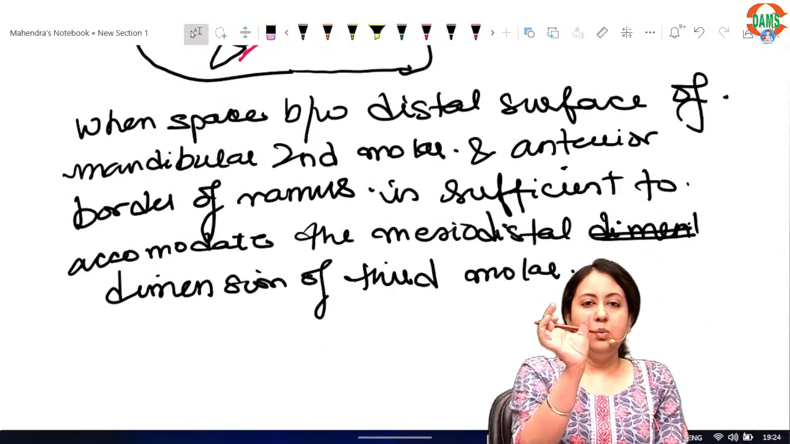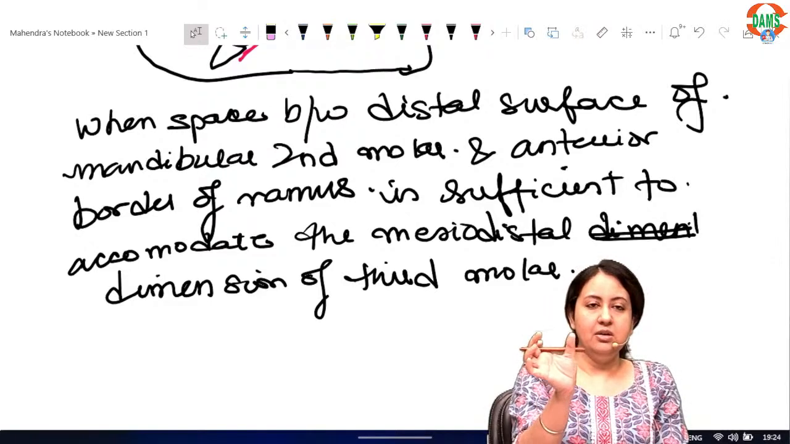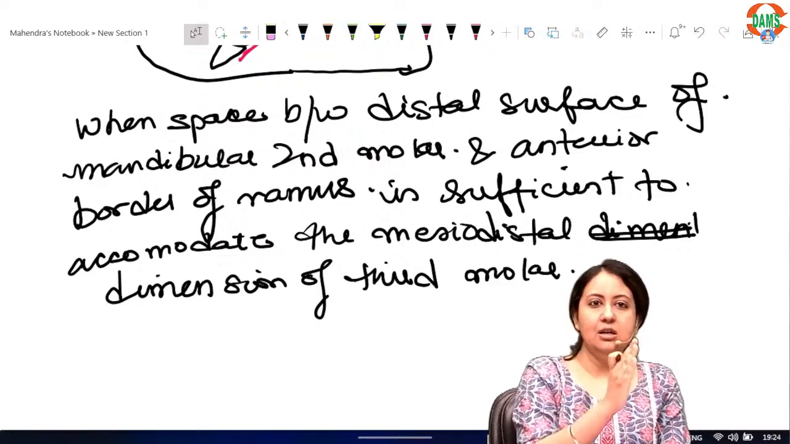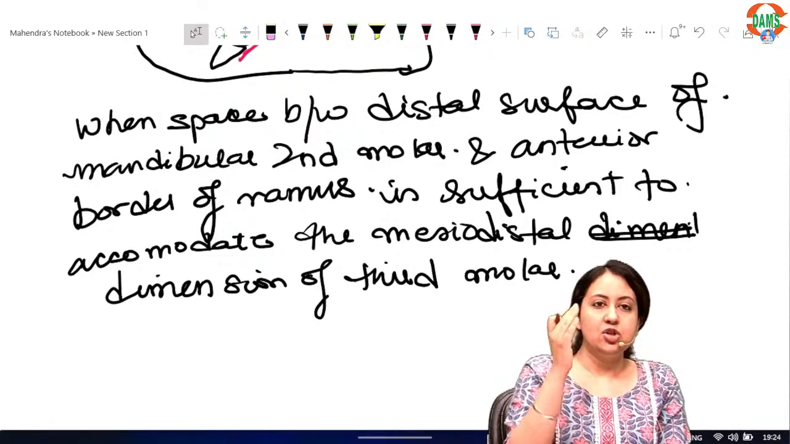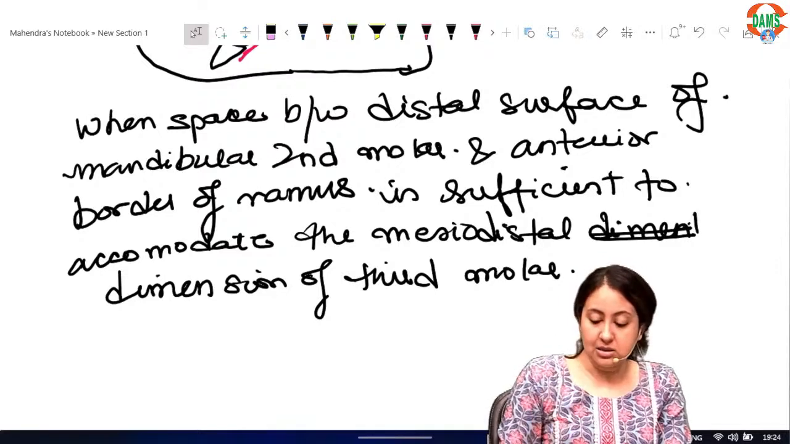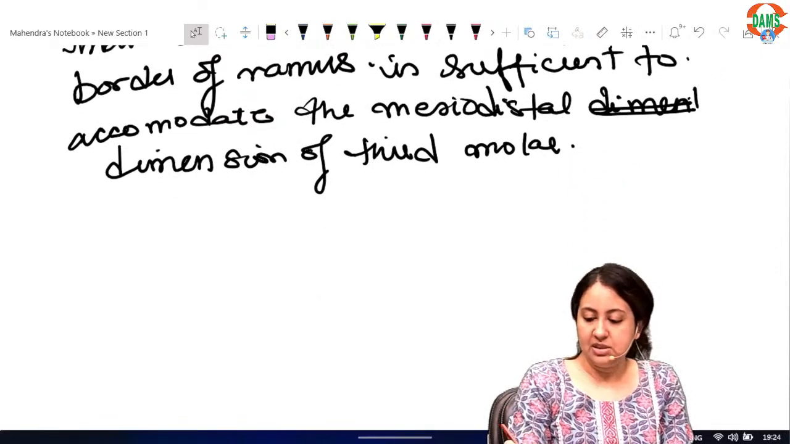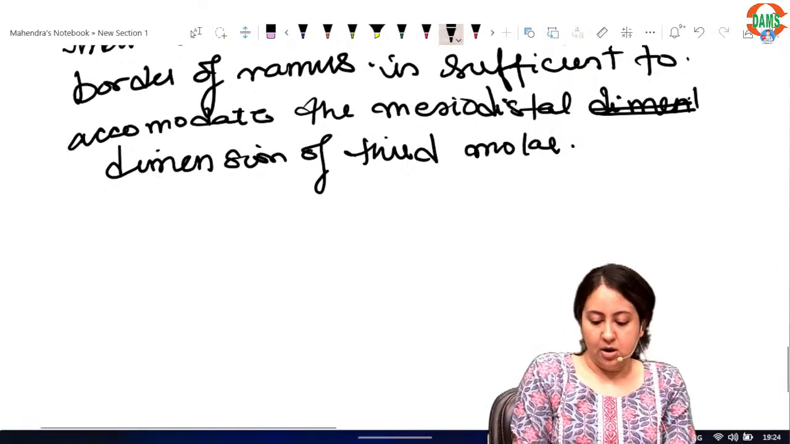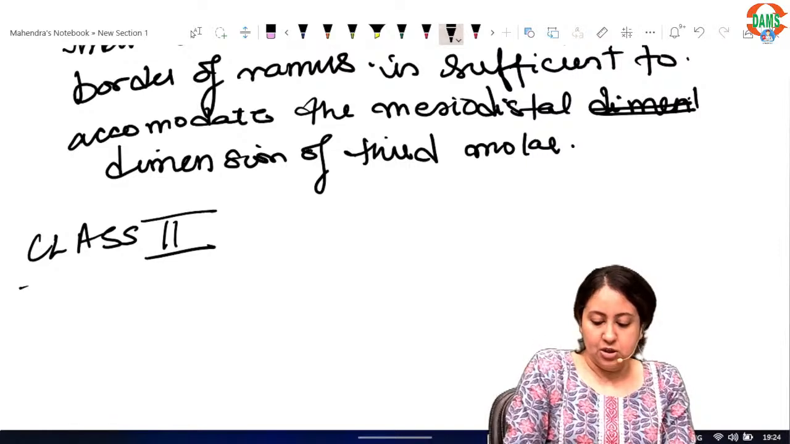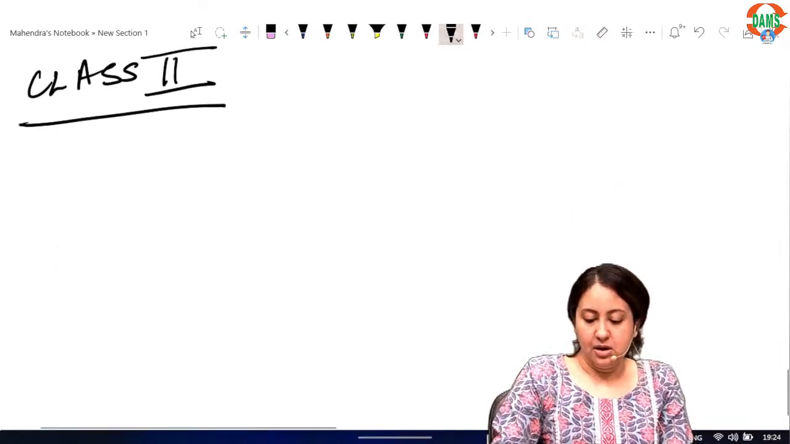When A is greater than B, that means when there is sufficient space between the second molar and the ascending border of ramus to accommodate the mesodistal dimension of the impacted third molar, this is class 1. Okay, now we will see class 2. Now we will not write down. That was just to make you understand. Class 2, we will just remember with a diagram.